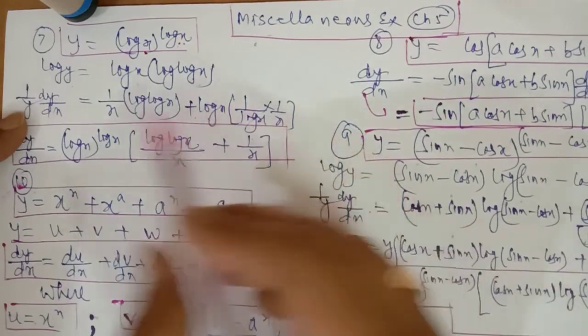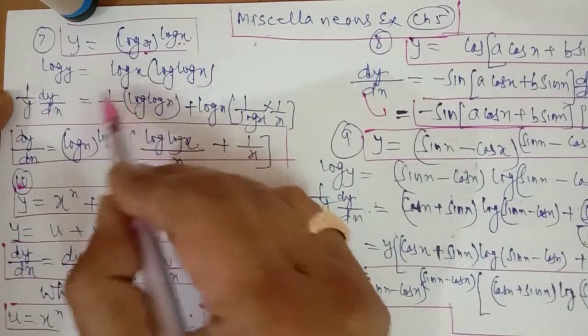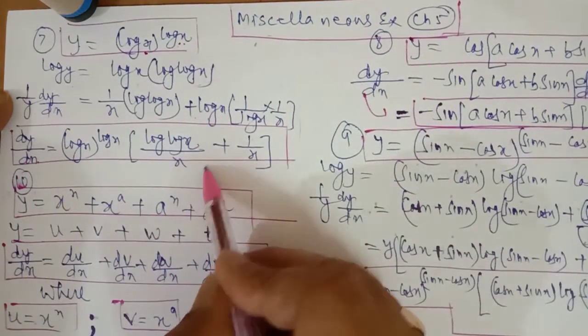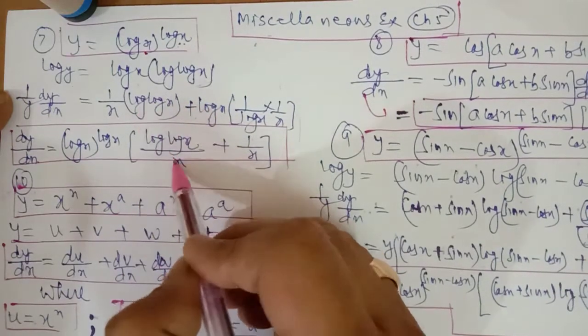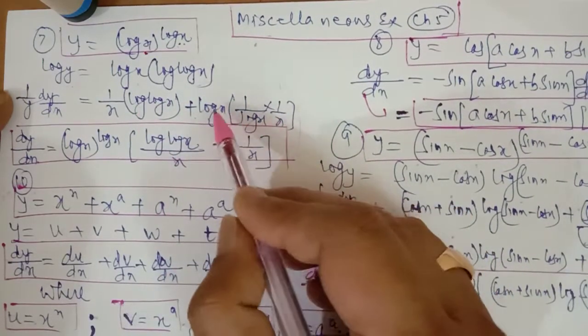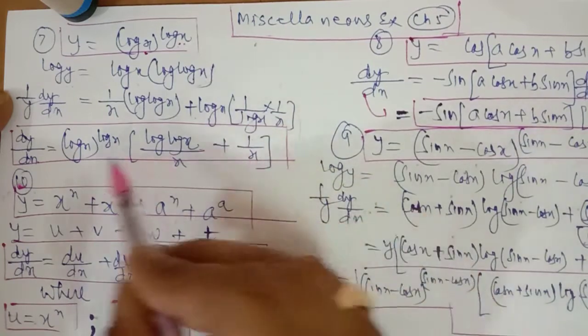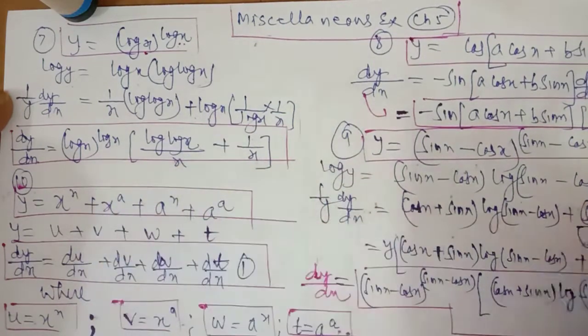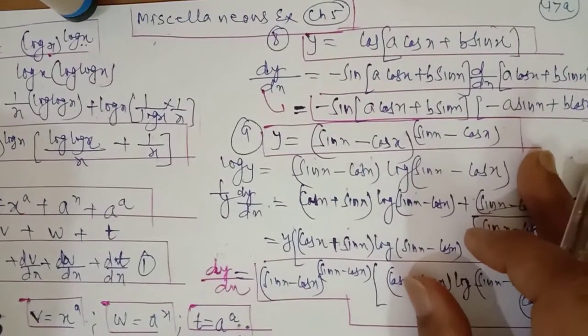So simplify it. dy by dx will be equal to y multiplied by this expression. In the simplified form, the log x upon x and the log x cancel out, leaving only 1 upon x. So this is dy by dx. Now question number 8, you can do it directly.